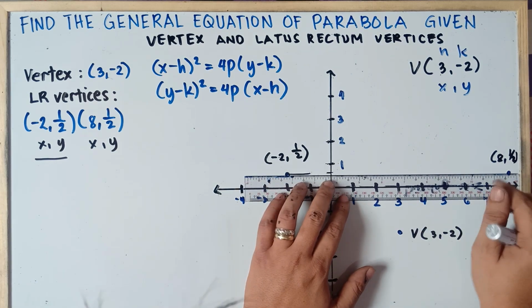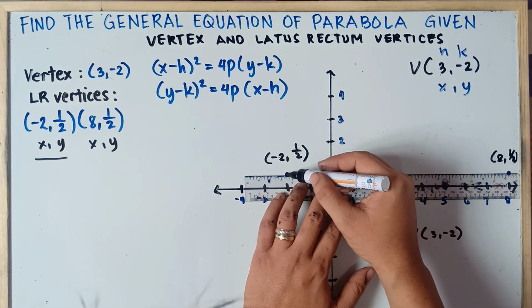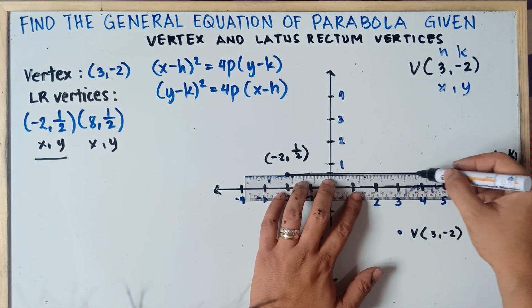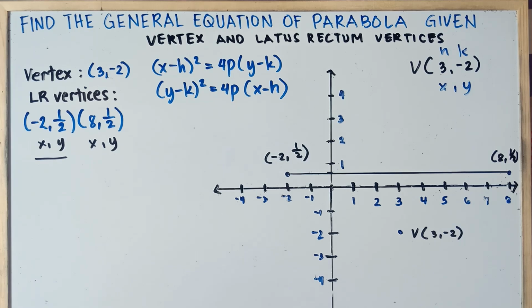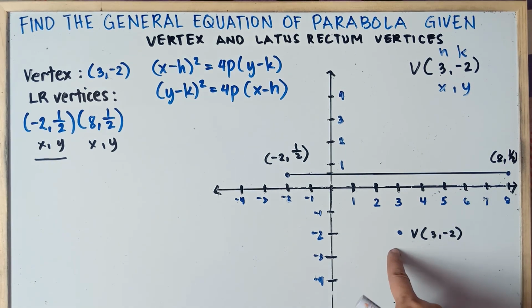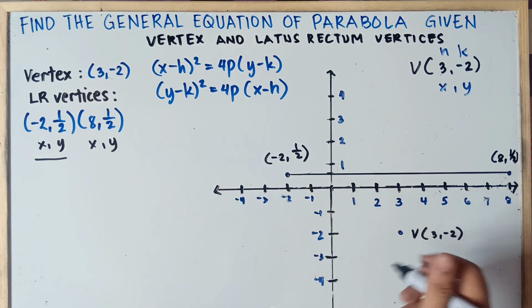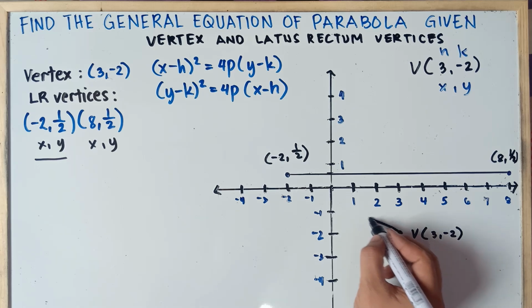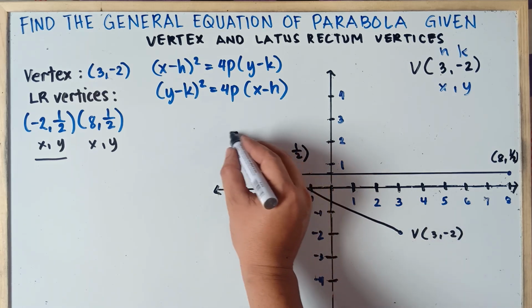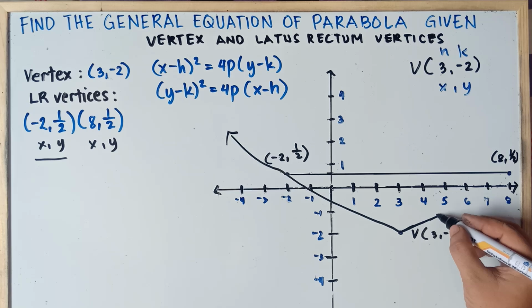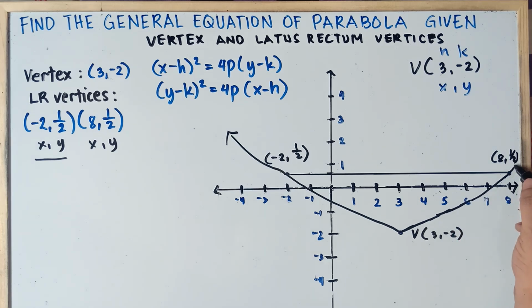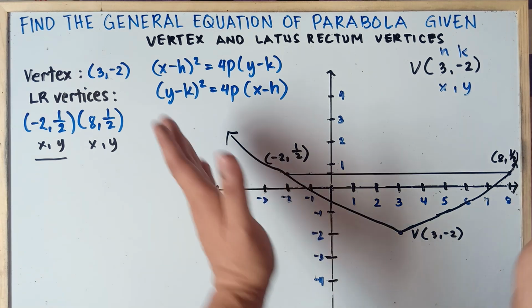Alright, let me just connect this one, class, because we need to graph this so that we will know whether our parabola opens upward, downward, left or right. So based on this given, class, we know that our parabola should open upward because this is the vertex and this will be the latus rectum. So our parabola opens upward. Of course, class, it will intersect the latus rectum vertices. We don't have enough space, class. Therefore, our parabola opens upward.